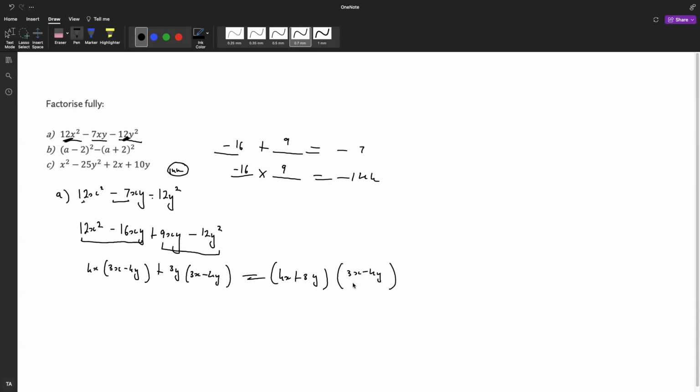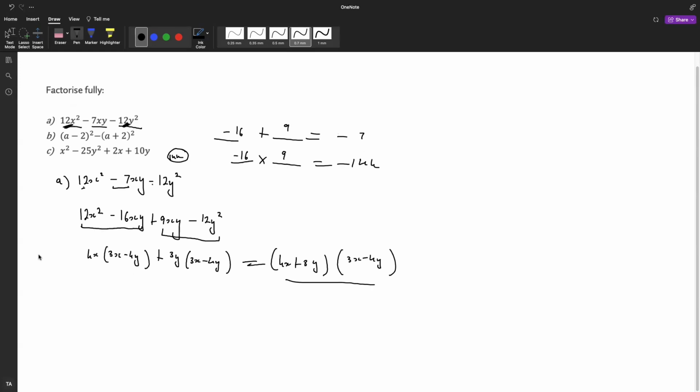And that's your completely factorized form for the first question. Okay, moving on to part B. So for part B, we've got (a minus 2) squared minus (a plus 2) squared. And we've got to factorize this one.